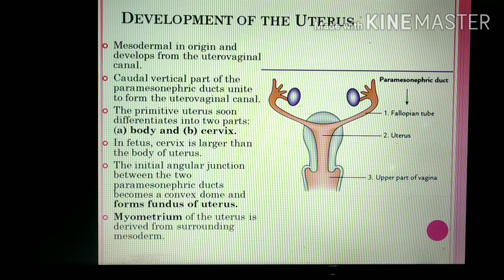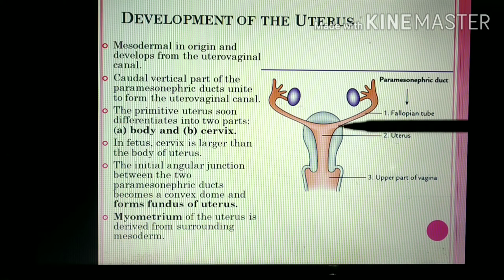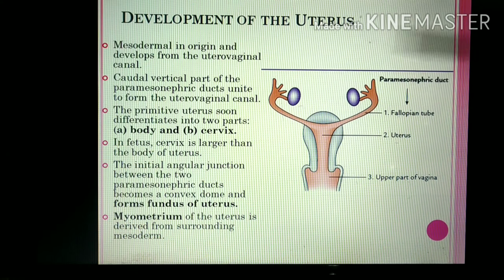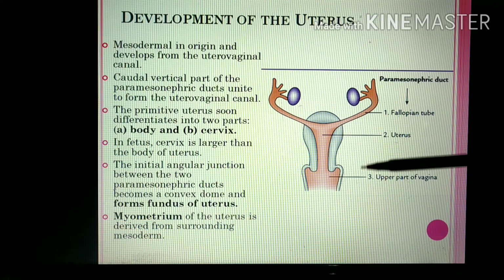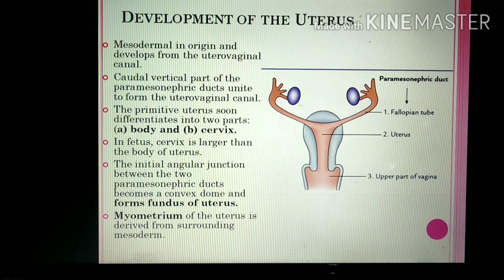Now we come to development of uterus. Development of uterus is mesodermal in origin and it develops from the uterovaginal canal, and this uterovaginal canal is formed by the fusion of two paramesonephric ducts. This primitive uterus is developing from the fusion of paramesonephric duct, and here it is the uterovaginal canal which is developing into the uterus. It will also form the cervix and upper one-third of the vagina.